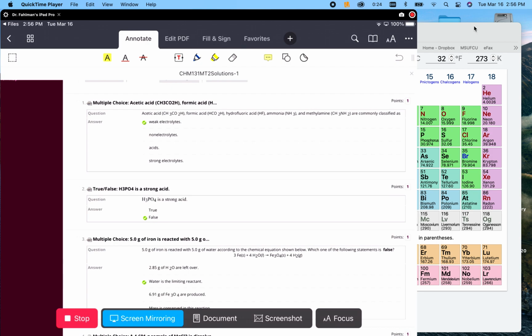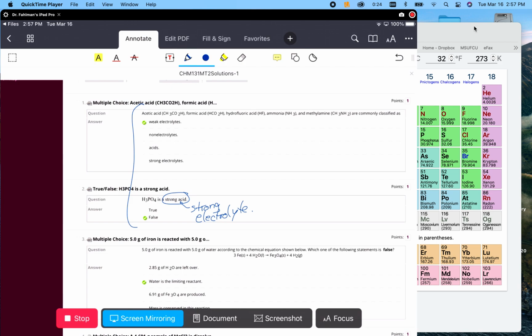So the first couple questions are actually related. A strong acid is also what you would call a strong electrolyte. You can really say those terms are synonymous. And so the first question is talking about weak, non, or strong electrolytes. And also acids is on here too.